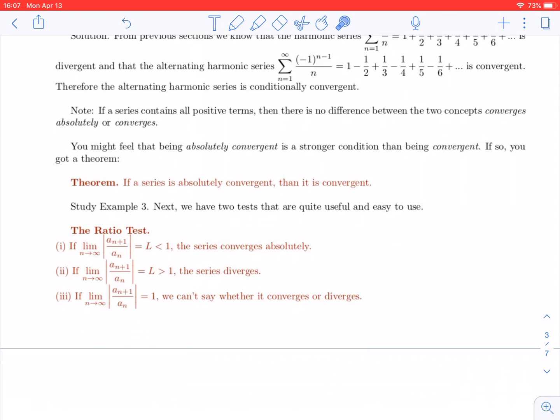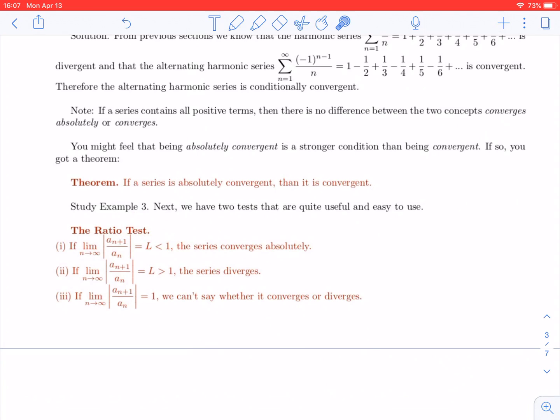Now I have a question for you. Is the converse of this theorem true? In other words, is it true that if a series is convergent, then the series is absolutely convergent? I'm sure you can tell that the converse is not true. Now pause the video again, study example 3 from the text. And then next we look at 2 tests called the ratio test and the root test. These 2 tests are quite useful and students generally like them. They're easy to apply. All right, let's look at it.